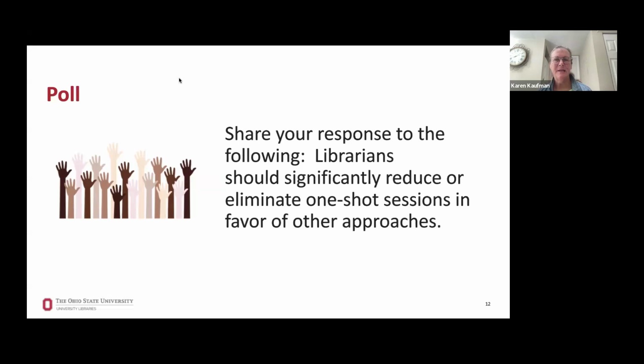So you can see the results. We've got a tie between folks being either not sure or disagreeing. So we have that range here, a little bit of wonder or maybe pondering about eliminating or reducing those one-shot sessions. So thank you all for sharing your thoughts regarding that question.